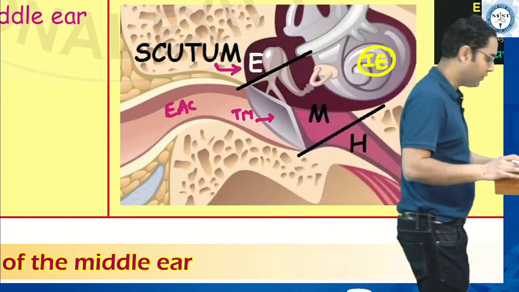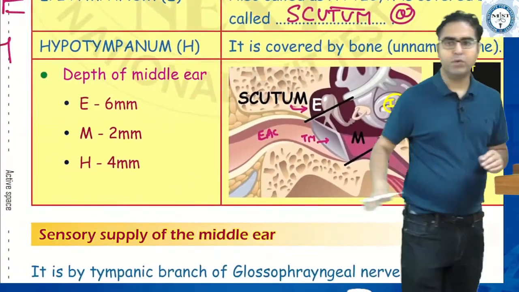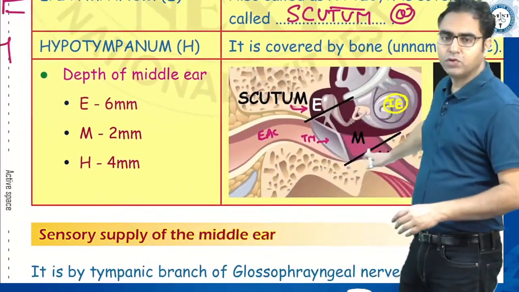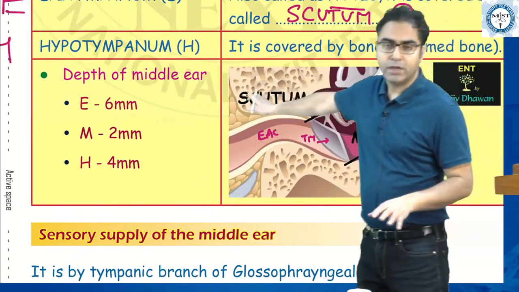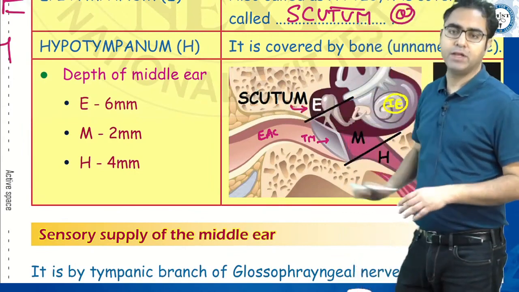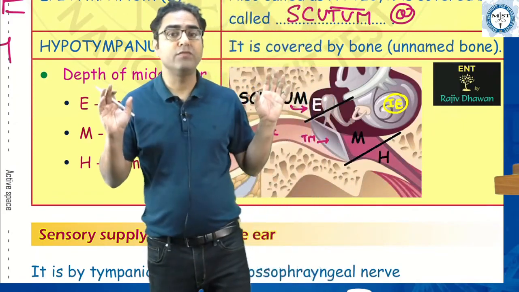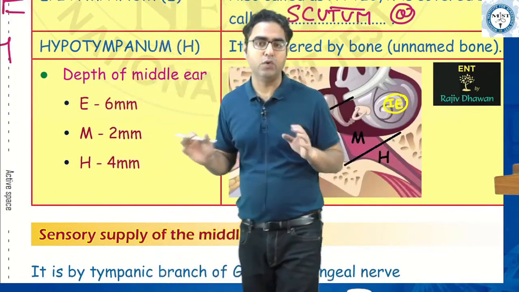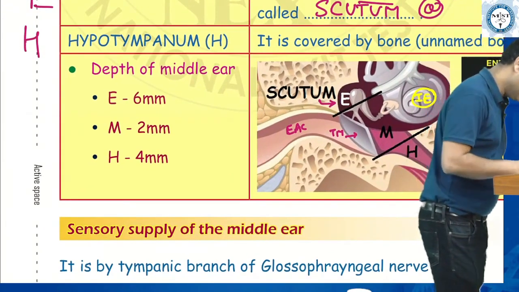Now, let's go further, beta. Hypotympanum is also covered by bone. There is no name for that bone, beta. It's an unnamed bone. The main thing is scutum, beta. Scutum is the bone which covers the epitympanum, also called the attic, beta. Attic is the other name of epitympanum. It is covered by the bone called scutum. Nobody will forget the word scutum, beta. S-C-U-T-U-M.